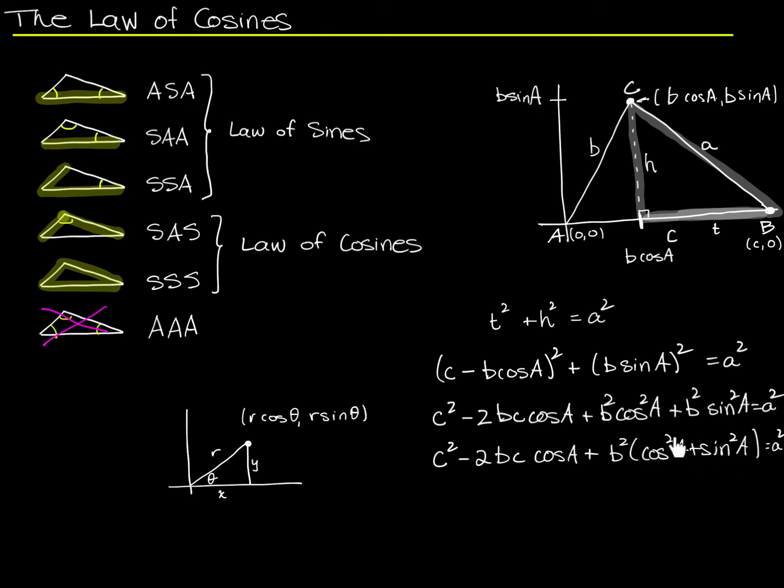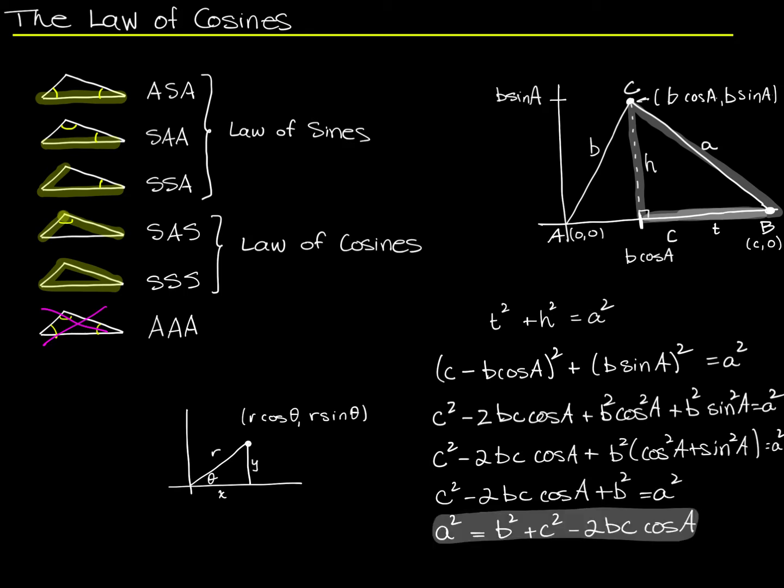Making the observation that sine squared plus cosine squared equals 1, I can rewrite this again as c squared minus 2bc cosine a plus b squared equals a squared. And if I rewrite it one more time, just kind of tidying things up and changing the order that some of the variables are in, I get a squared equals b squared plus c squared minus 2bc times the cosine of a. And that is called the law of cosines.